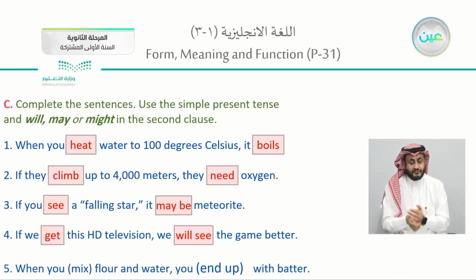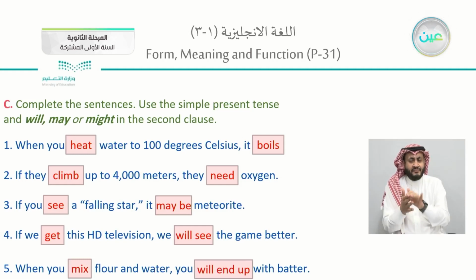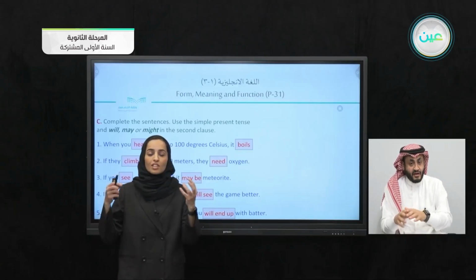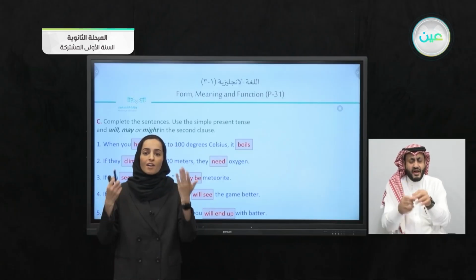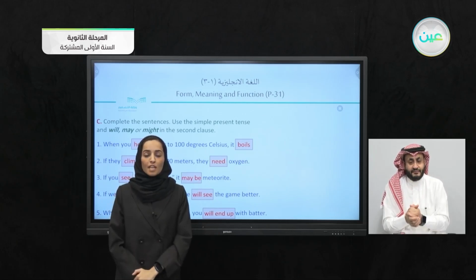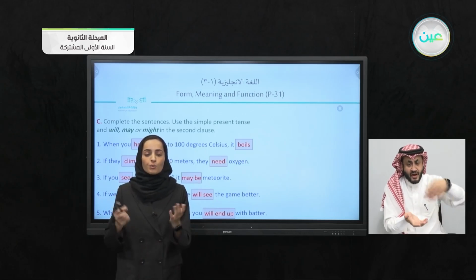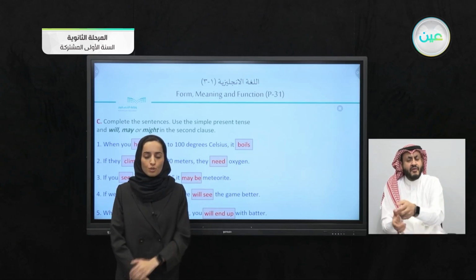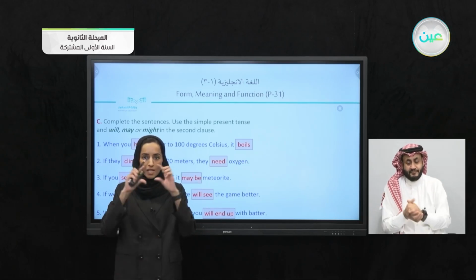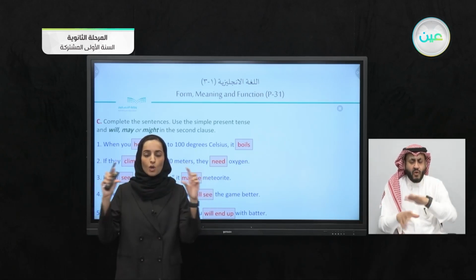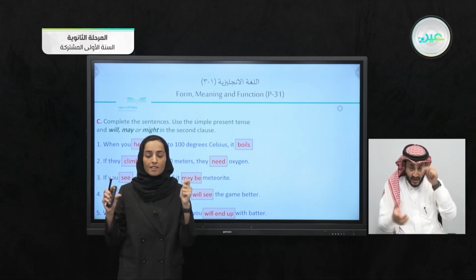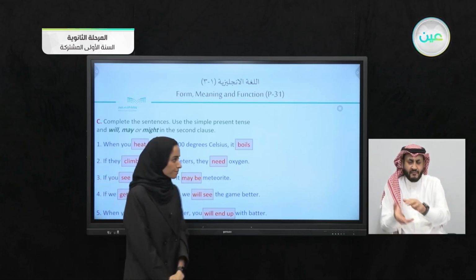When you mix flour and water, this one should be in the present, you end up with batter. The batter, which is the mixture itself. So you will end up with batter, because if we have different ingredients, we will have something other than a batter. It could be a dough if we have different ingredients or different measurements of the ingredients. So always read the whole sentence and decide, is it a fact or not a fact?